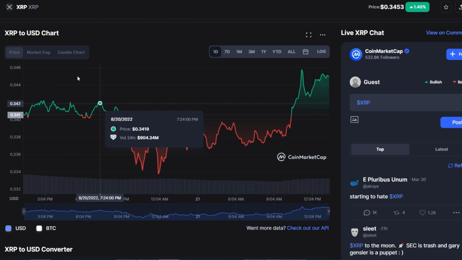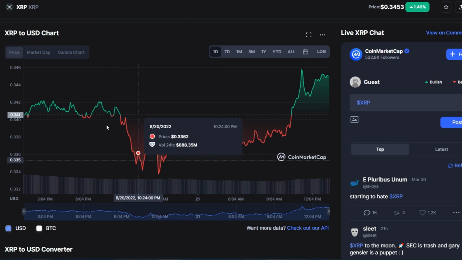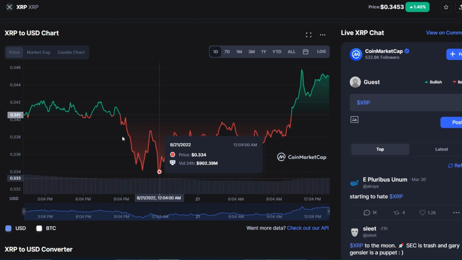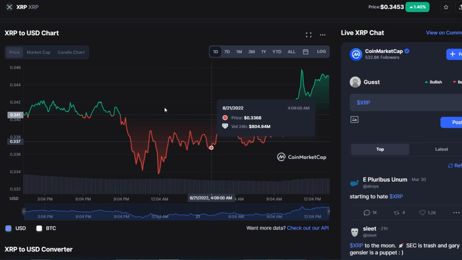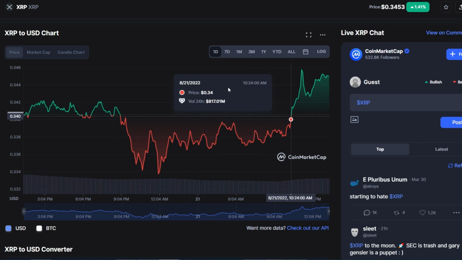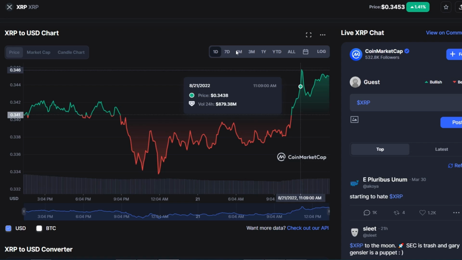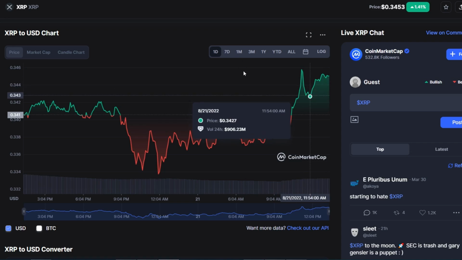The current price of XRP for today is $0.35 and the trading volume for 24 hours is $136,000,000. We are updating our XRP price in US dollars in real time. XRP has dropped 30% in the last 24 hours.